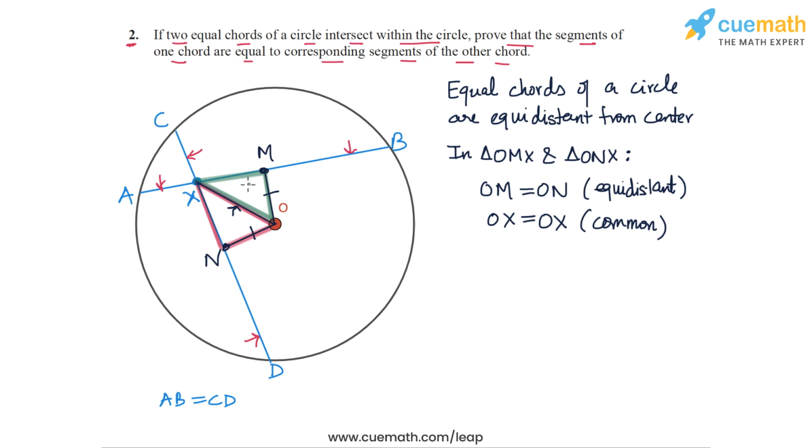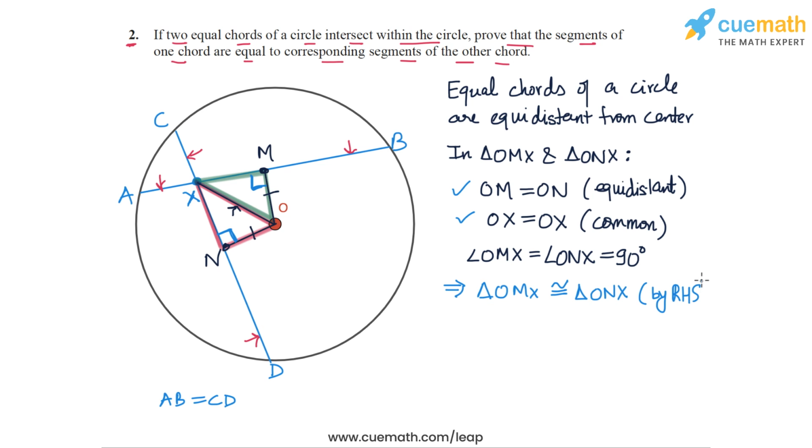I said hypotenuse because both of these triangles are right angled, because OM is perpendicular to AB and ON is perpendicular to CD. So angle OMX is equal to angle ONX, and both of these are equal to 90 degrees. So we have two right angled triangles in which one pair of sides and the hypotenuses are equal. So we can apply the RHS congruence criterion and claim that the two triangles are congruent. So triangle OMX is congruent to triangle ONX by the RHS congruence criterion.